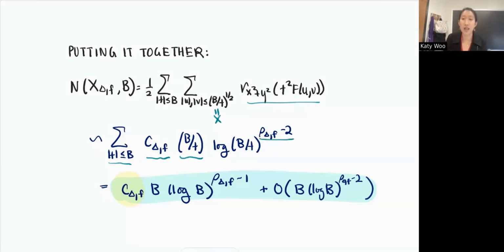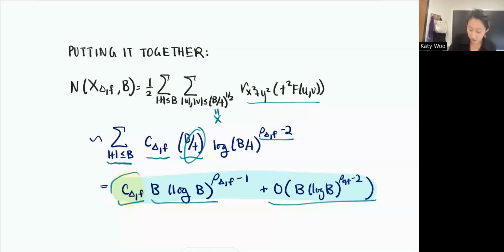And now we gain an extra power of log from the fact that we have a sum over t up to b of 1 over t. And so now we have this constant times b log b to the Picard rank minus 1 plus an error term of b log b to the rho minus 2.